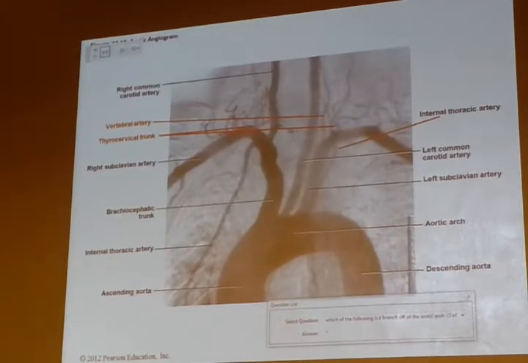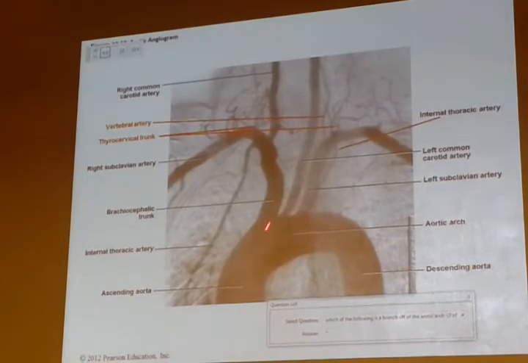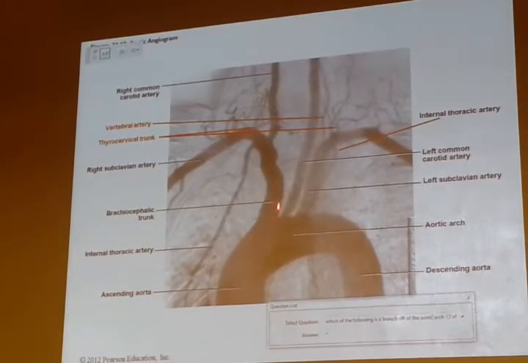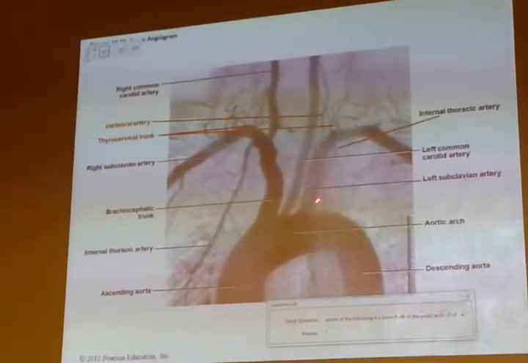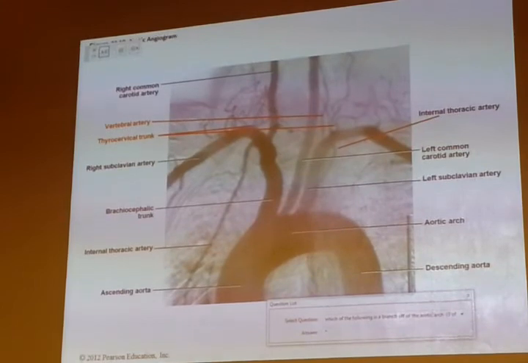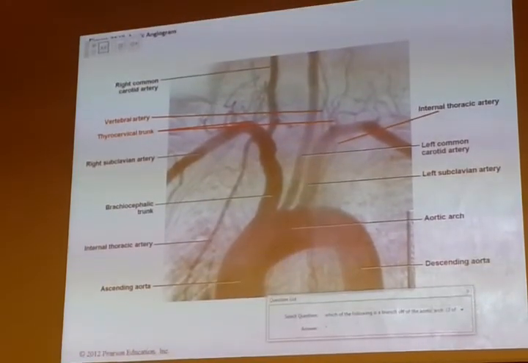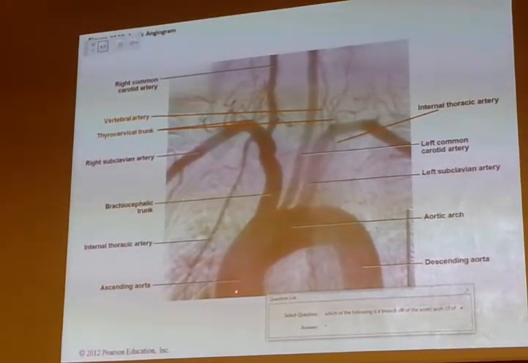This is an X-ray. The blood vessels have been filled up with contrast media so that when you take this picture, the blood vessels stand out very distinctly against the other soft tissue. So we've got the aorta, ascending, aortic arch, brachiocephalic trunk. First vessel off of that ascending to the head is your right common carotid.